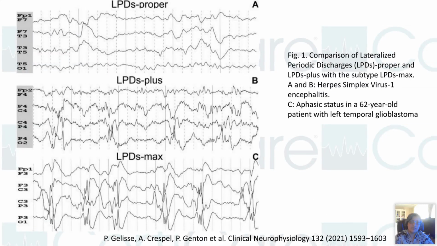Let's look at some of these examples here. The top example here is LPDs proper without the rhythmic discharges. Then you have LPDs plus. These LPDs plus are usually seen in herpes simplex encephalitis. And then you have LPDs max. LPDs plus and LPDs max have a very high correlation to seizures. In LPDs max, you will see periodic discharges with faster frequencies and attenuation or suppression in between.